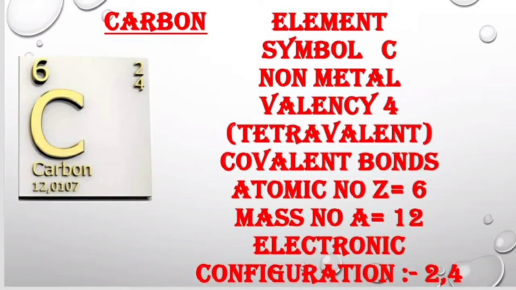Now let's talk about carbon itself. It is an element. The symbol is capital C. It is a non-metal. The valency is 4. It is tetravalent. It forms covalent compounds or bonds. The atomic number is 6. The mass number is 12. Its electronic configuration is 2, 4. All the information about carbon you have already studied in your lower classes.